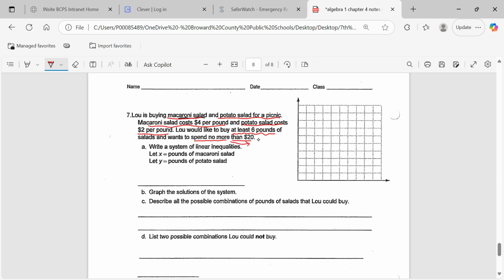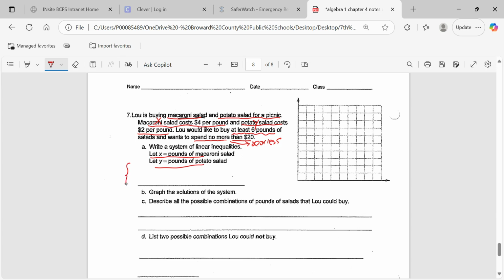If he doesn't want to spend more than $20, then he wants to spend 20 or less. They tell me to let X be macaroni and Y be potato salad. So this is X and this is going to be Y. All right, so step 1, let's write the system of linear inequalities. Remember, money goes with money.